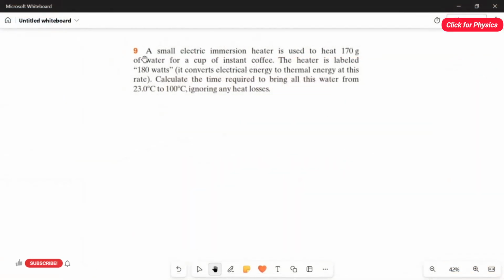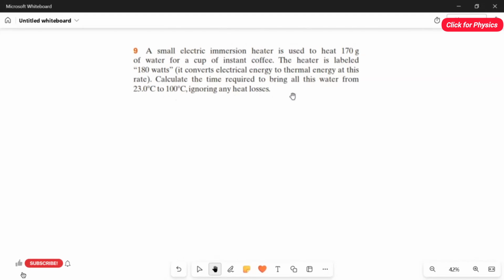Problem number 9. A small electric immersion heater is used to heat 170 gram of water for a cup of instant coffee. The heater is labeled 180 watts. It converts electrical energy to thermal energy at this rate. Calculate the time required to bring all this water from 23 degrees Celsius to 100 degrees Celsius.